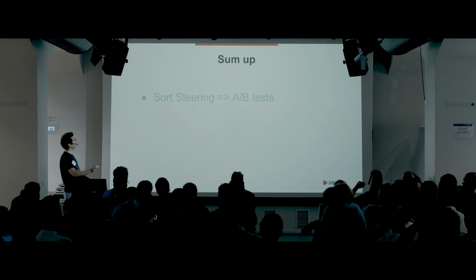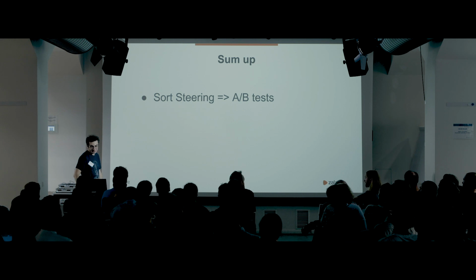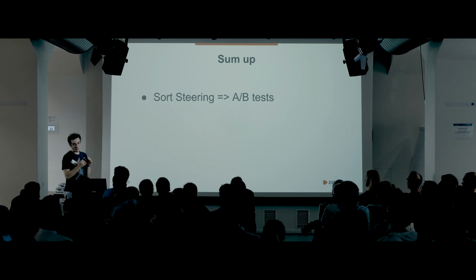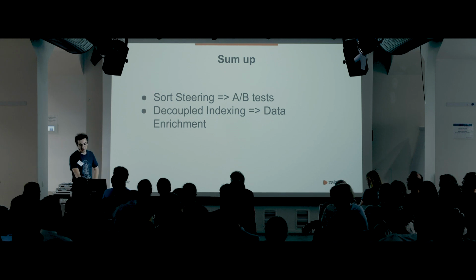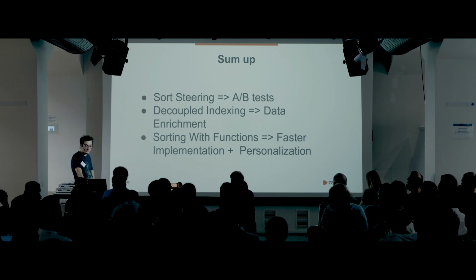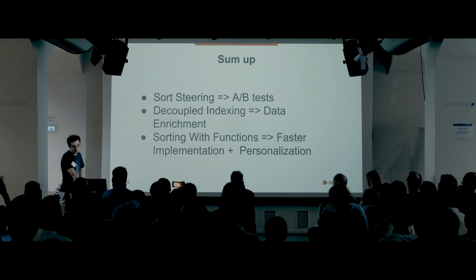And to sum up. Sort steering let us run many A/B tests by just introducing new rules so that we can validate or invalidate our ideas with different sorting solutions. We decoupled indexing from other services, and this let us put any data into Elasticsearch without depending on or stressing other services. And sorting with functions allowed us to try ideas without introducing new fields into Elasticsearch, by only using existing fields.